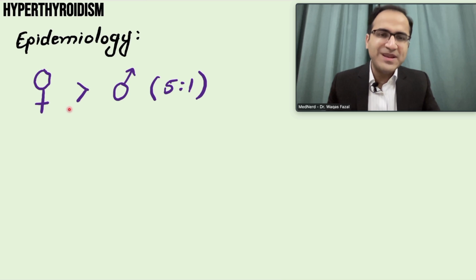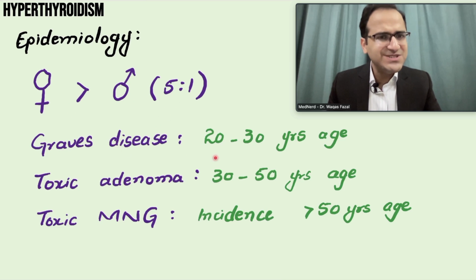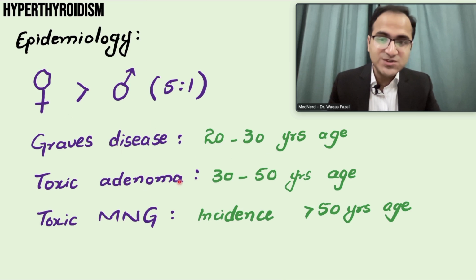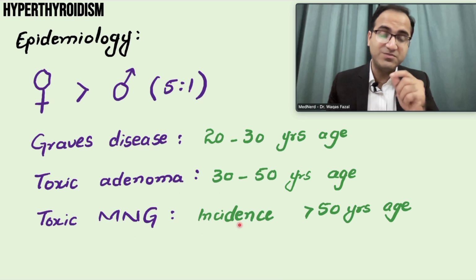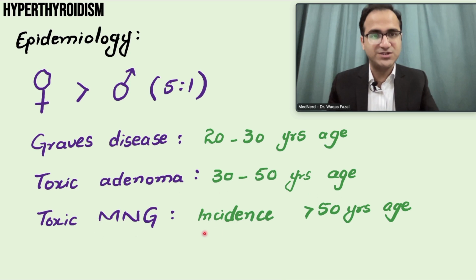Hyperthyroidism is more common in females as compared to males, 5:1. Graves' disease commonly affects 20 to 30 years of age, toxic adenoma 30 to 50 years of age, and toxic multinodular goiter, the incidence is more common in patients greater than 50 years of age.